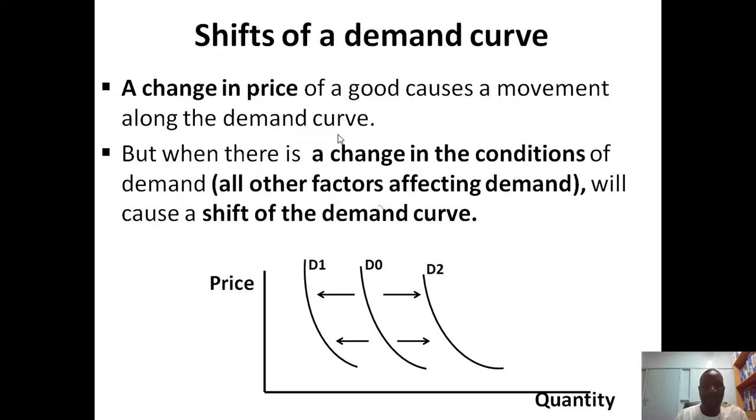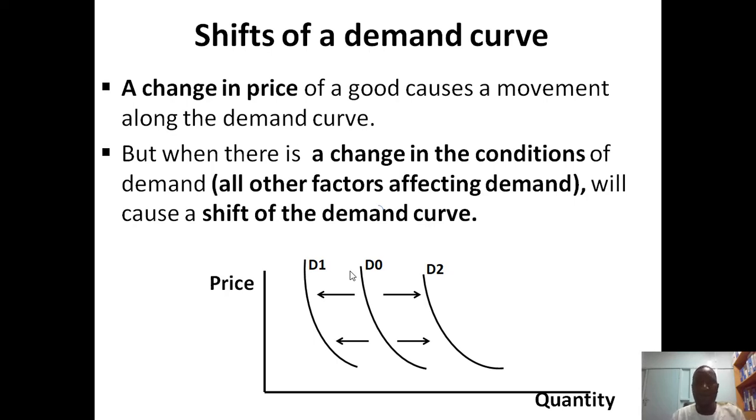What do we mean by a shift of the demand curve? We mean the demand curve changes its position. For example, if you look at the graph here, the demand curve D0 has changed its position to either D2 or D1. If there is an increase in demand, the shift will be a rightward shift to D2. If there is a decrease in demand, the shift will be a leftward shift to D1. And what causes these shifts? Changes in all other factors that affect demand except for the price of a good. The price of a good causes a movement along the demand curve.